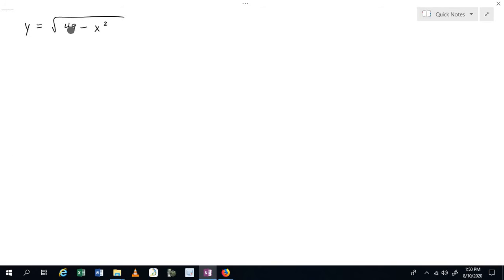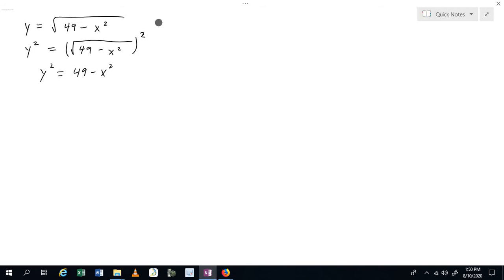Okay, one way of recognizing what this graph looks like is you could square both sides to get rid of the square root. Now, when you square the left side, of course, you get y squared. When you square the right-hand side, the square root is going to cancel with the square. And that's just going to leave you with 49 minus x squared.